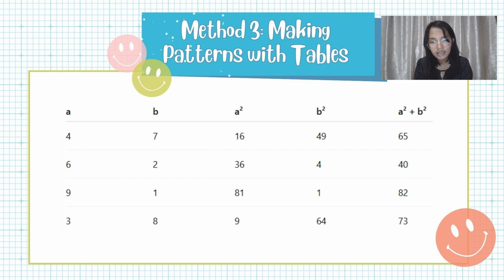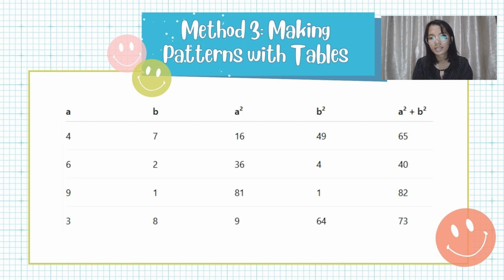So we have here the last example, which is pattern building using tables. Let's look at a simple table of values. We have A in row 1, B in row 2, A squared, B squared, and A squared plus B squared. So we have 4 for A and 7 for B. The square of 4 is 16 and the square of 7 is 49, and then 16 plus 49 is 65.